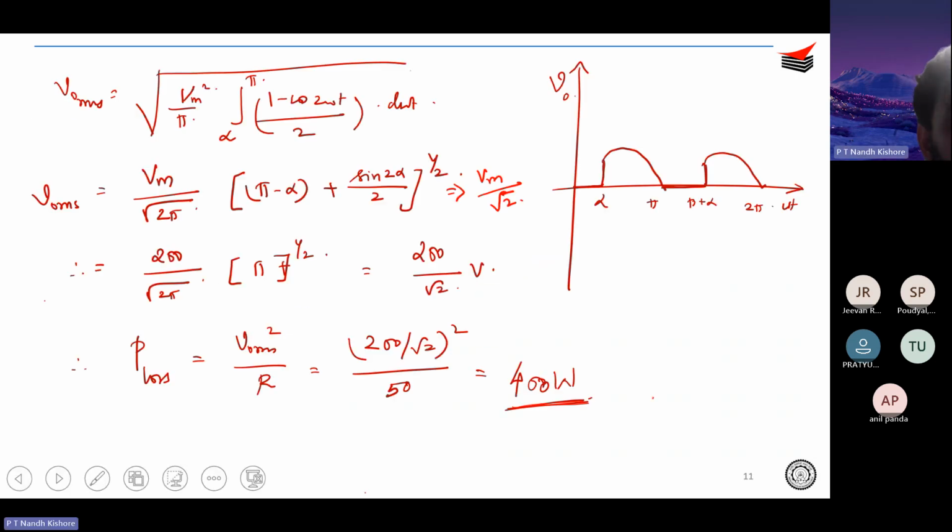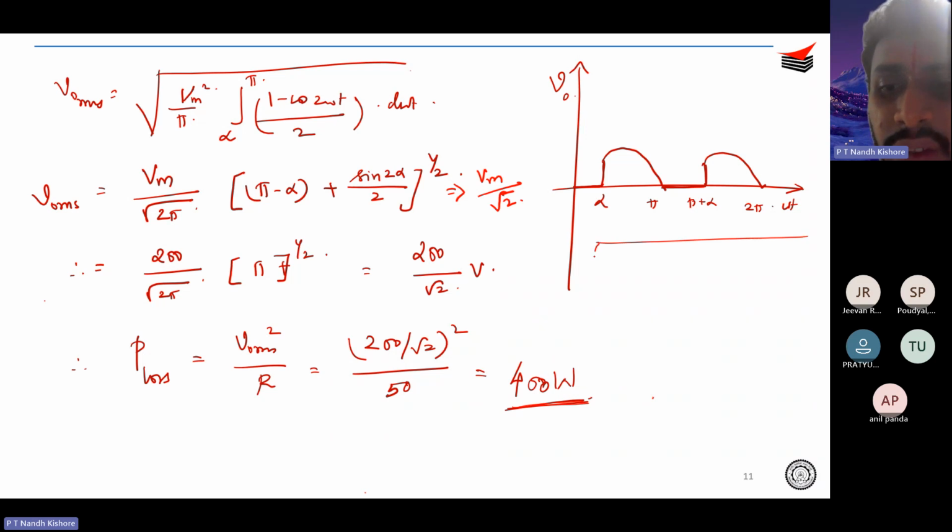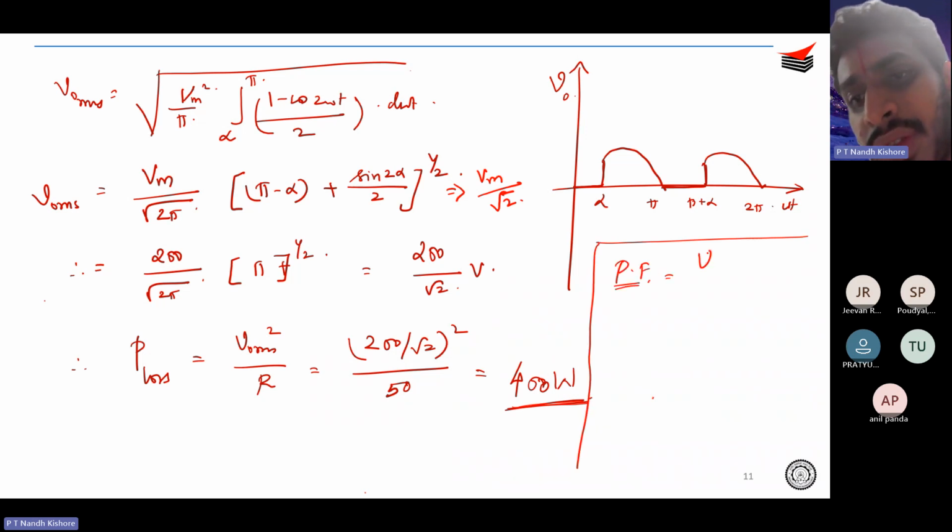Okay, meanwhile, what is the power factor of the circuit? If someone asks a question similar to question 1, what is the power factor? Power factor was V naught RMS over Vs RMS. Correct?